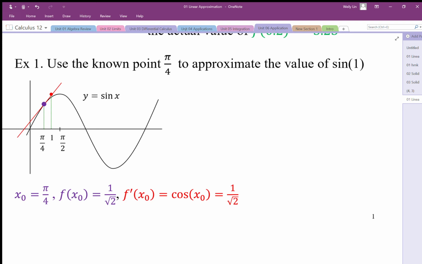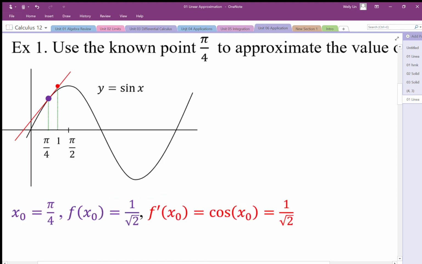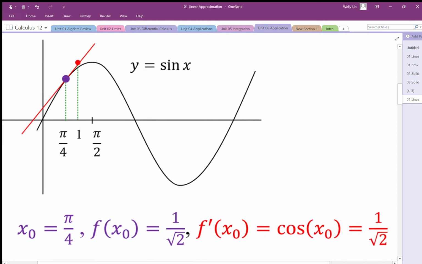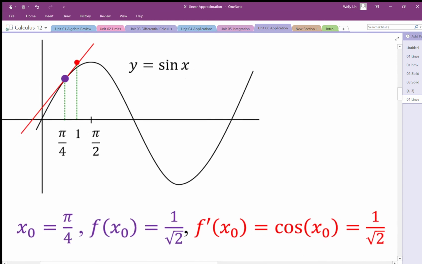Okay, how do I actually do it, add, subtract, times, divide to calculate this value? It's actually kind of hard. So what we can do is say, well, here's my curve of sine x, and I know the exact value of this purple point here at pi over 4. I know the exact value of sine at that point. Sine of pi over 4 is 1 over root 2. So I know the x and y coordinate at that point.